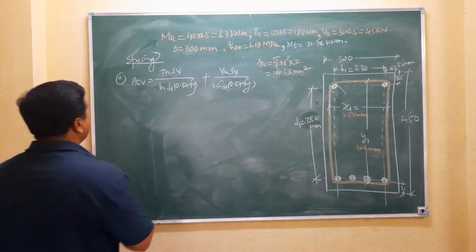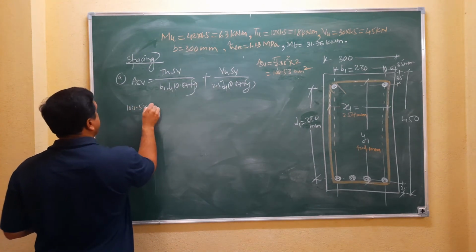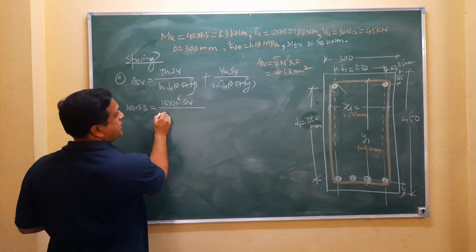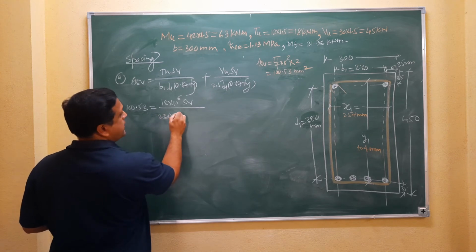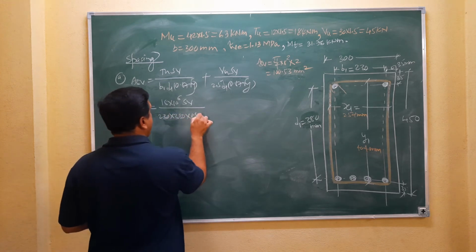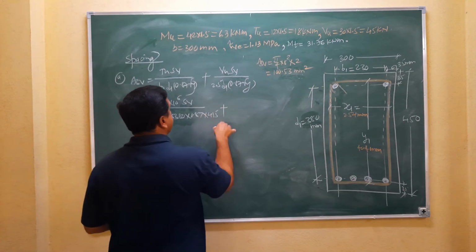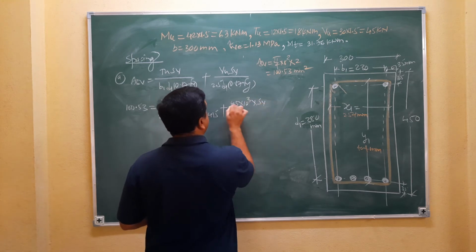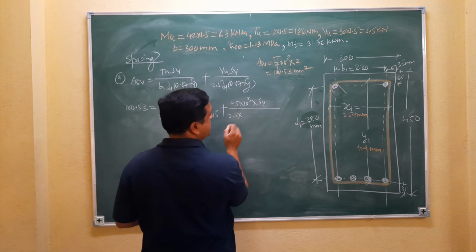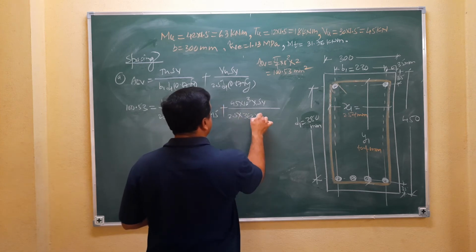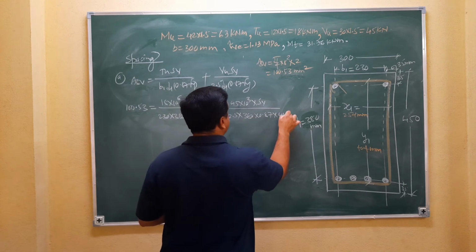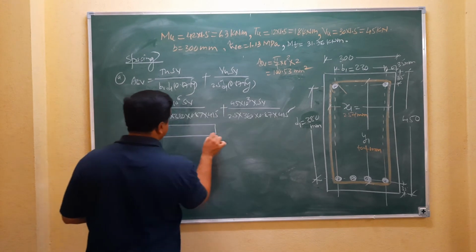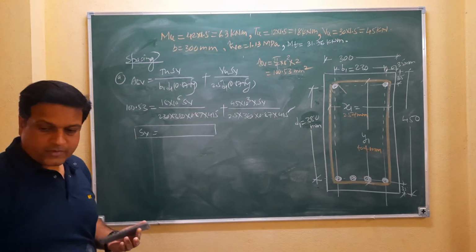So it is 100.53. Tu is 18 into 10 raised to 6. Sv spacing we have to find out. b1 is 230, d1 is 380 into 0.87 fy is 415, plus Vu is 45 into 10 raised to 3. Sv we have to find out. 2.5 d1 is 380 into 0.87 fy. So directly I am going to find out the spacing using this formula.